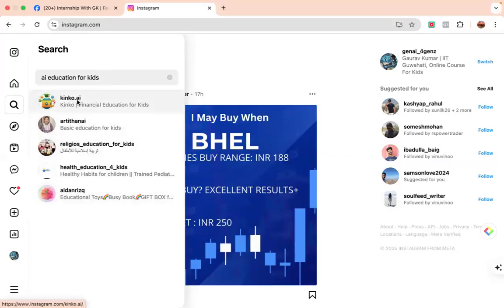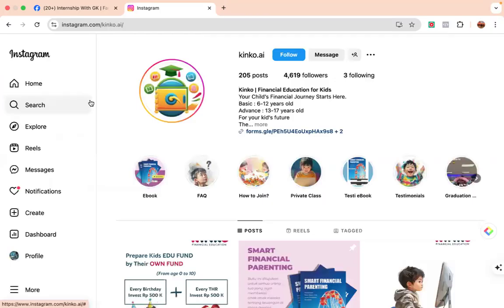So these four, Kinko, arithmetic, Arti, Tan AI, Art. Okay. So maybe we can try a few of these. Let's try with this one, financial education for kids. Let's go to this profile, and we look at this profile first.